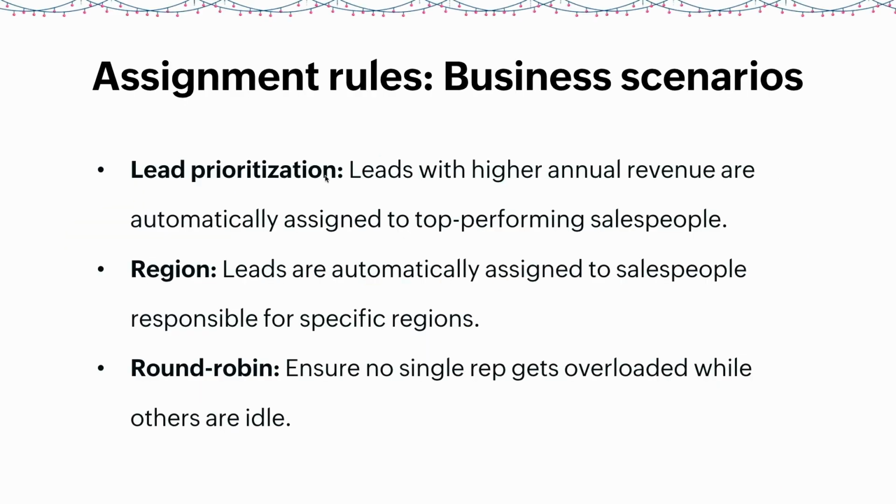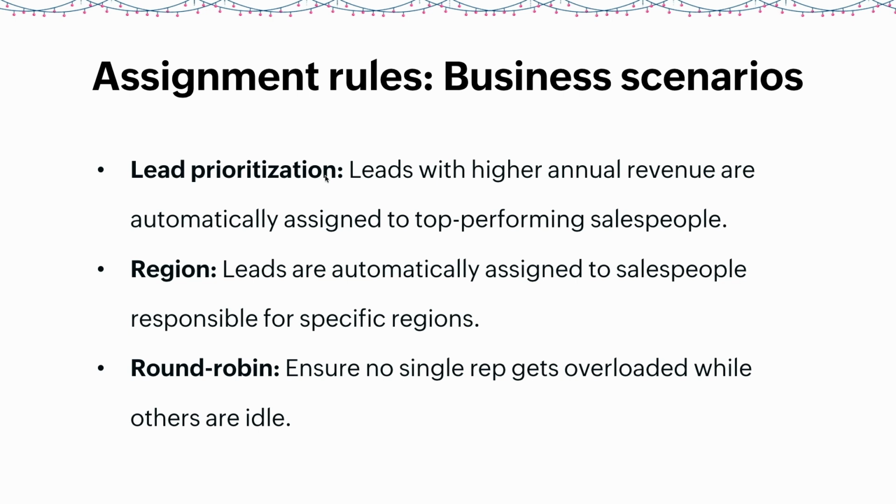Okay, so we kind of already touched on these, but lead prioritization, right? So for leads with a higher annual revenue, we're going to figure out how we can assign those to the appropriate rep. And I'm going to show you guys here today, we're going to get into a live demo. We're also going to use region as an example. Let's say we have leads that come into our system that are from Texas. Well, I want any lead that's from Texas to be assigned to David, right? So we can do stuff like that.